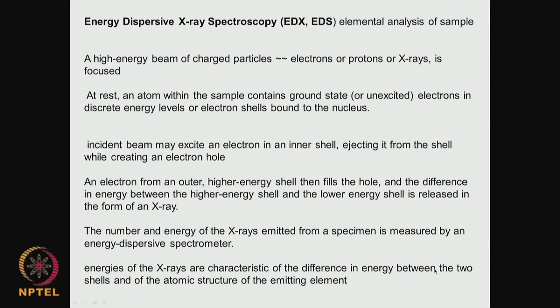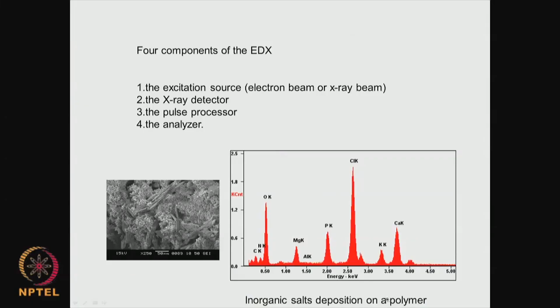So, the energy difference is characteristics of the shells of the atomic structure of that element. So, from the energy of X-rays that are liberated, one can tell what type of elements that are present on the surface. Okay. For example, look at this picture. Okay, this is an inorganic salt deposition on a polymer. So, we are looking at magnesium, phosphor, calcium, chlorine, potassium, aluminum, carbon and nitrogen, of course.